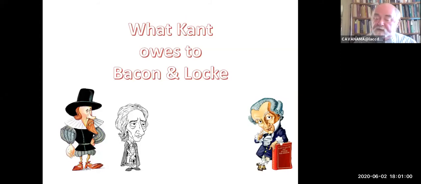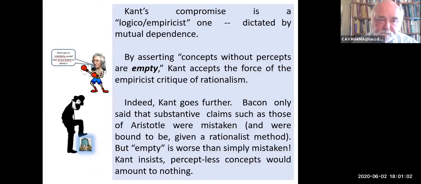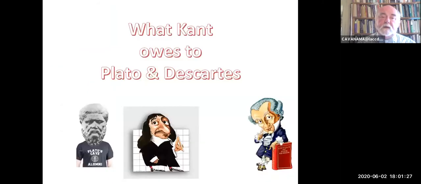Here's what Kant owes to Bacon and Locke. Kant's compromise is sometimes called a logico-empiricist view. That's a good way of putting it. It's one dictated by mutual dependence. When he says concepts without percepts are empty, Kant's accepting the force of the empiricist critique of rationalism, and he goes further. Bacon only says that substantive claims like Aristotle's were mistaken. Empty is worse than mistaken. Kant says perceptless concepts would amount to nothing.